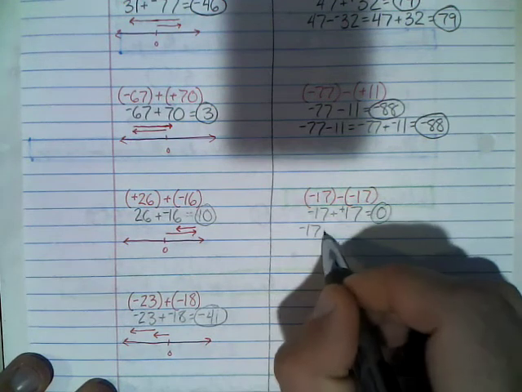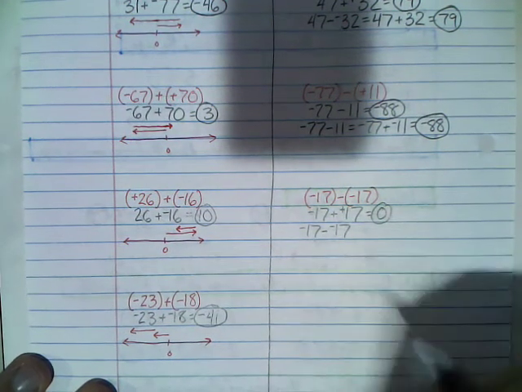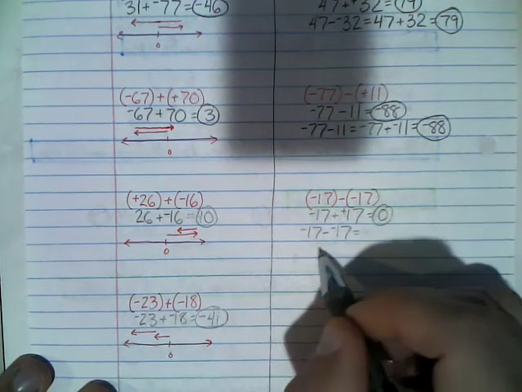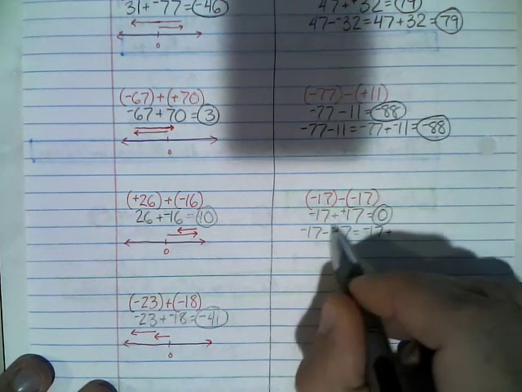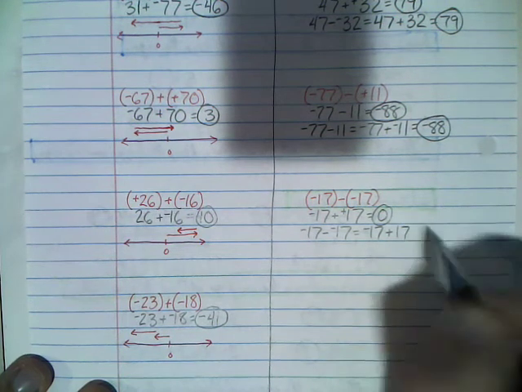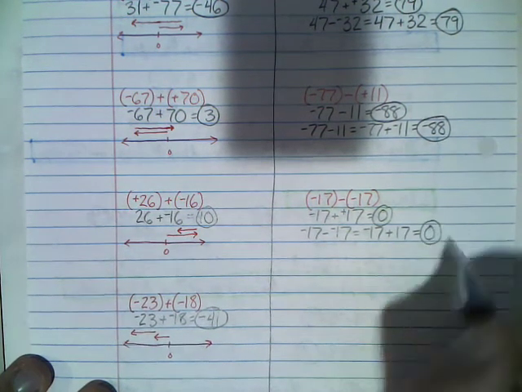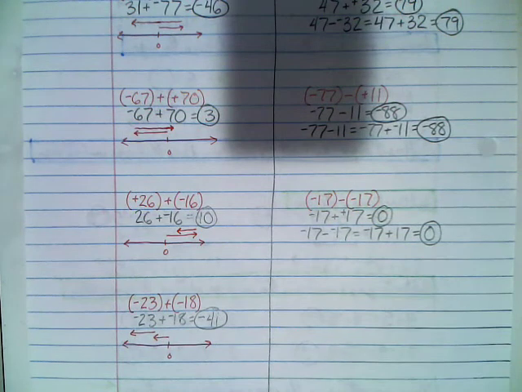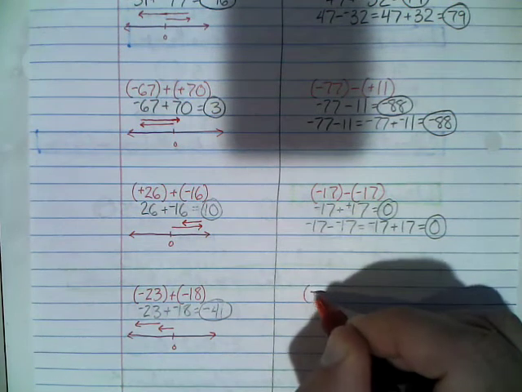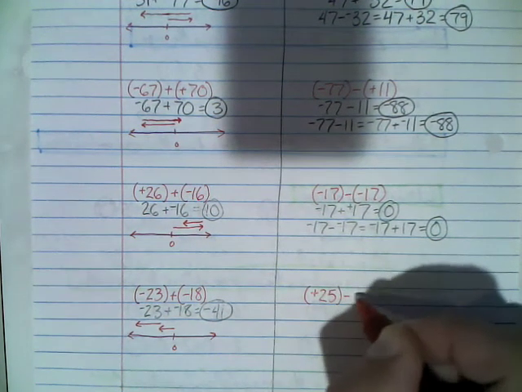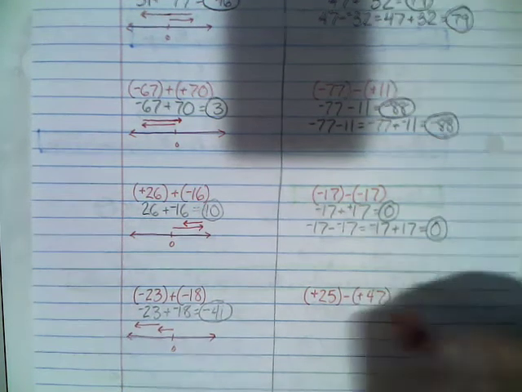Once again, if the instructions are to change this into addition first, we are going to show that separately. In this case, the first number stays the same, plus the opposite. And then, of course, when the signs are different, we subtract. 17 minus 17 is 0. And you can't have a positive or negative 0. It's just 0. All right, and the last one like this: positive 25 minus a positive 47.